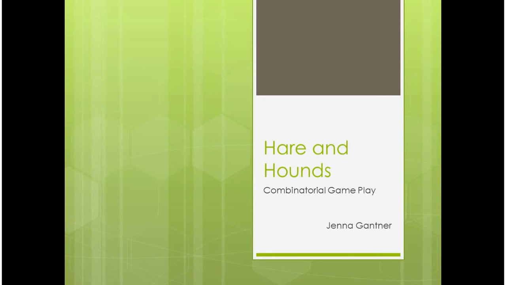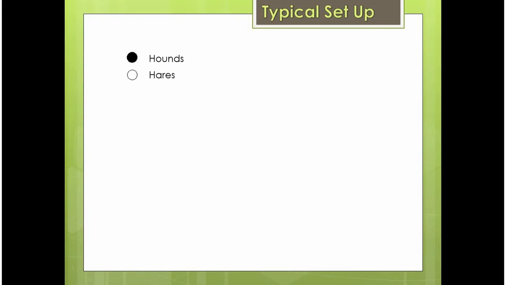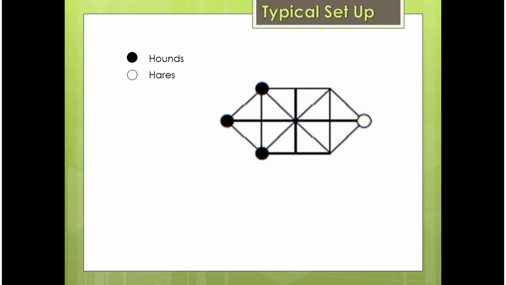To understand how to play Hare and Hounds, we must first understand how it's set up. In this game, there are three black markers which represent the hounds and one white marker which represents the hare. The left player is the hounds and the right the hare. A typical 5x3 game board will look like this, with the hounds and the hare on opposite sides.